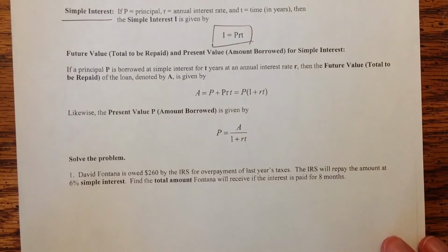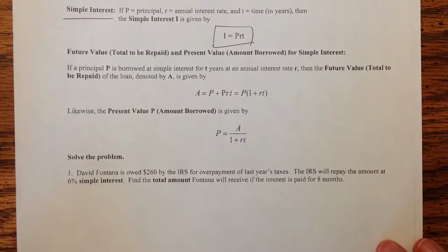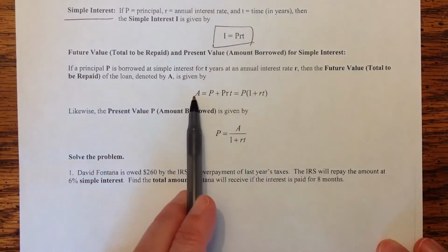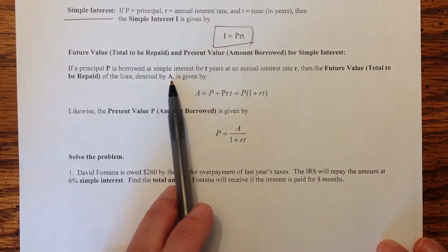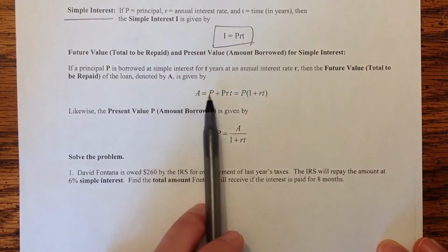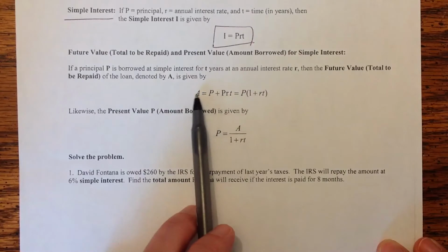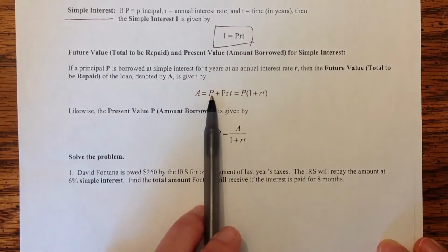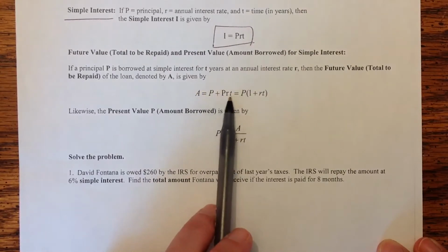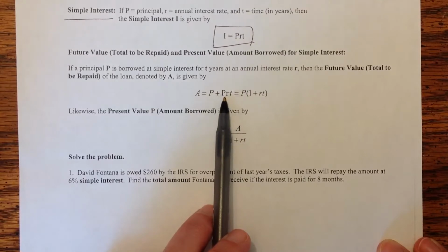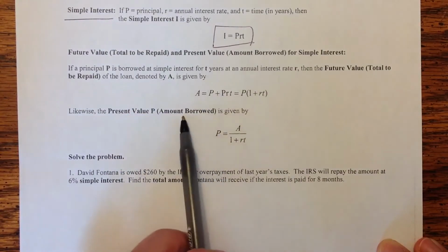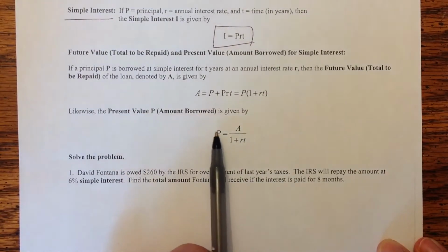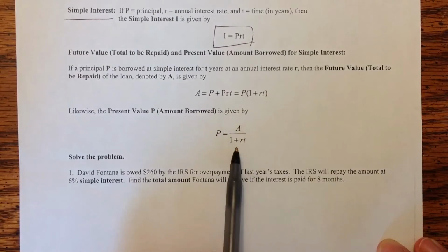Then other formulas that go along with simple interest are what your future value is. The future value is going to be denoted by this letter A, and it's going to be the full amount paid back. So the future value is the principal you started with plus the interest that has accrued over the length of that time. Present value is the principal, the amount you borrowed, and here's the formula for that.